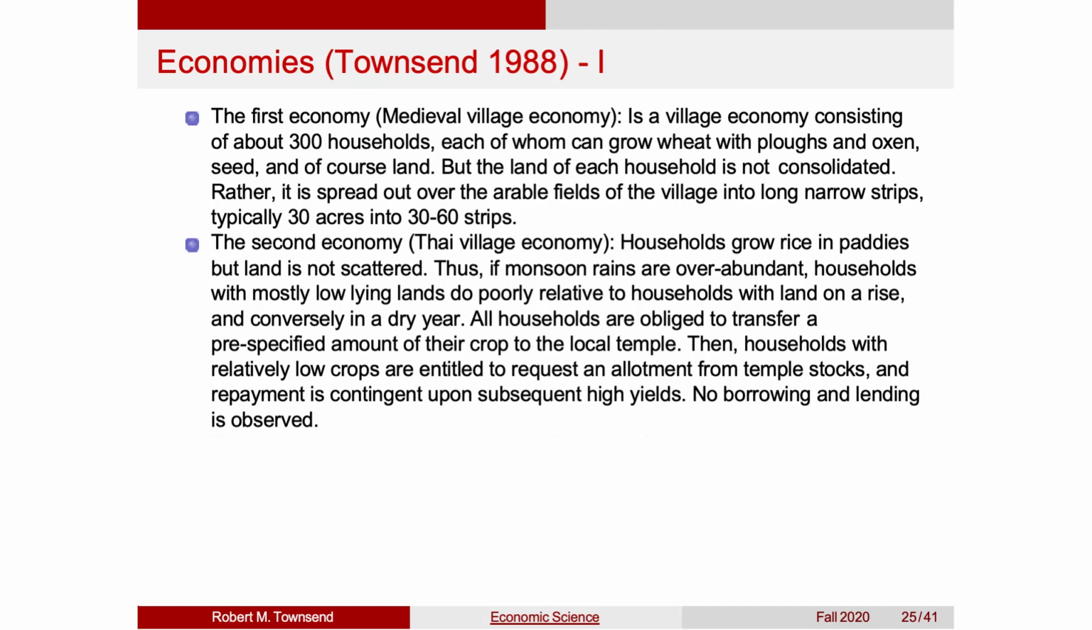All households in the Thai village are obliged to transfer a certain amount of their crop to the local temple. Buddhist monks run the temple. Households with low crops in a given year can request an allotment from the temple stocks, and they don't even necessarily have to repay right away. That's a function, in subsequent years, of whether they get their yields back up. Otherwise, remarkably, there's no borrowing and lending in this village, just this institution.